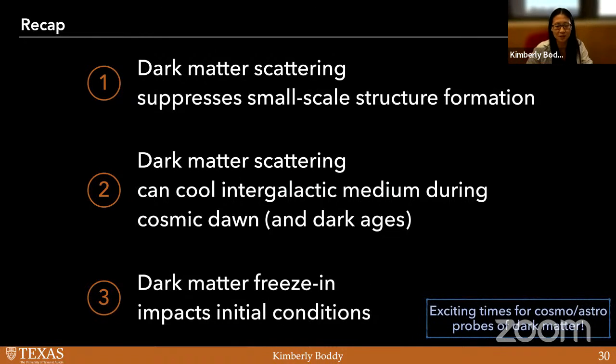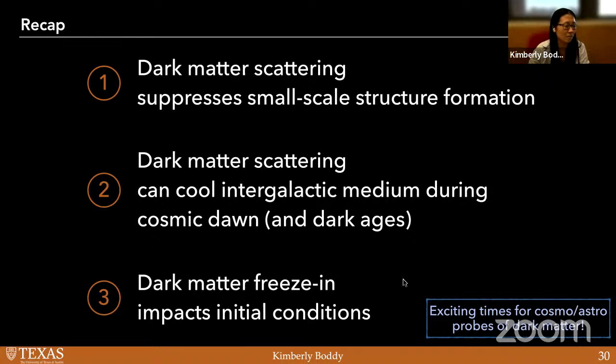So these are really exciting times to think about different cosmological and astrophysical probes of dark matter, right? This is something that we didn't a priori expect: freeze-in to have this big of an impact and generate this much isocurvature. But there are plenty of probes that could be hiding in plain sight, and we just have to go and look for them.